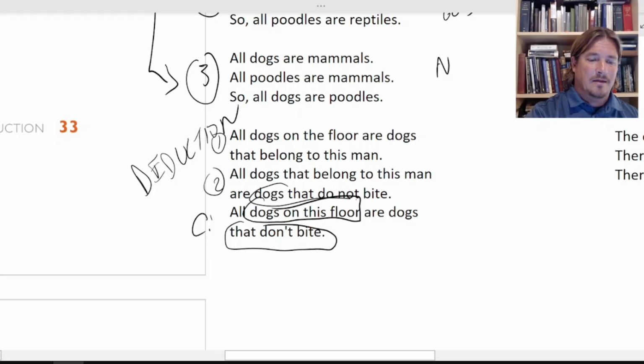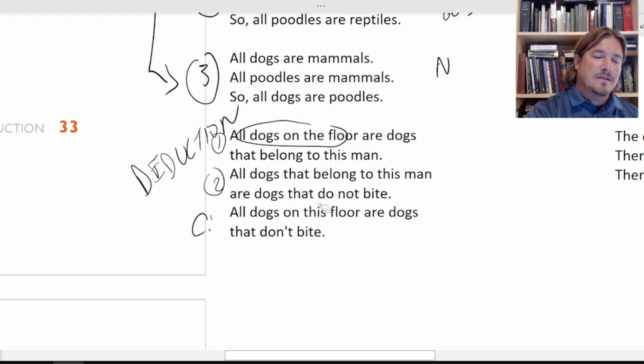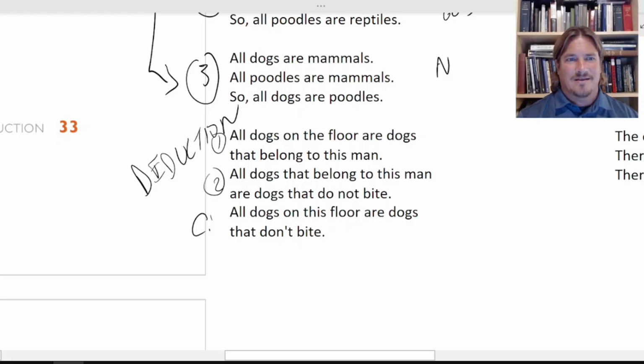Dogs that don't bite, dogs on the floor, right? This has still got that deductive structure. The conclusion is drawn out of the premises. Unfortunately, it's not a good deduction because one of the premises is false, that the dog on the floor belonged to this man, right? The man behind the counter. So this is still a deduction. It's just not a very good one, but it's a deduction.